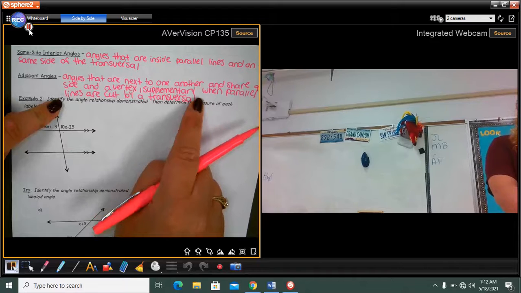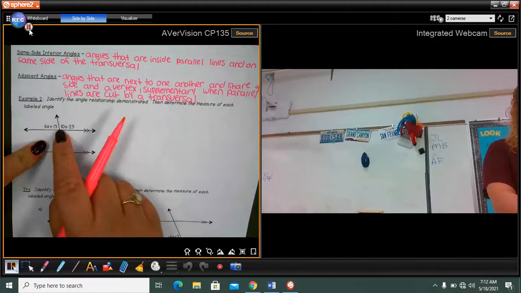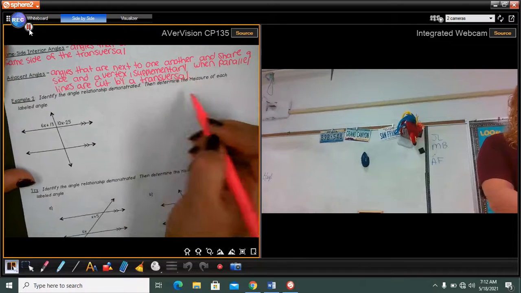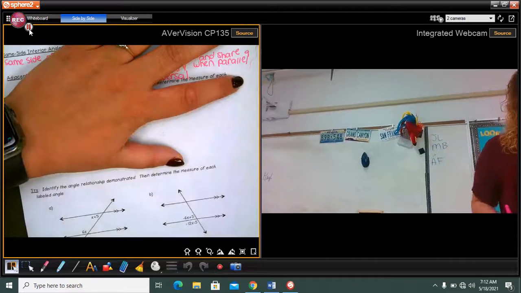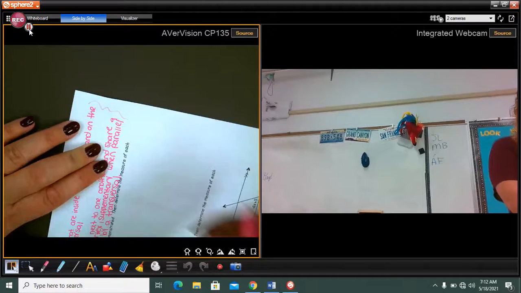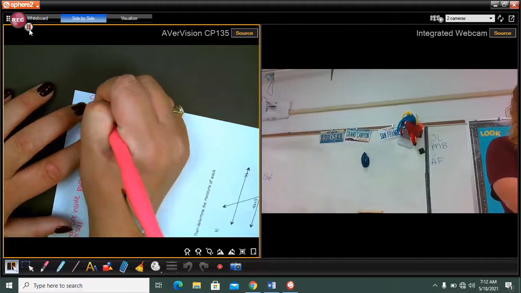Supplementary, when parallel lines are cut by a transversal. So when they look like this, they're supplementary. Both of these are. That means they're going to be equal to 180. We need the sum of the two.